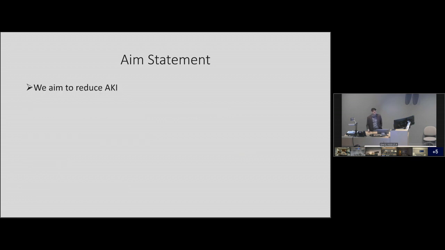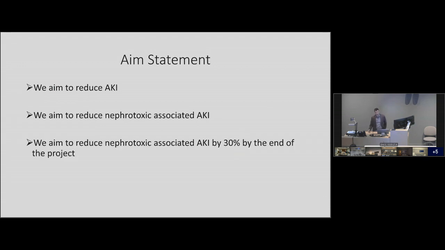So if you look at the nephrotoxic AKI project, we aim to reduce AKI, okay, not great. You can make it a little bit more specific. We aim to reduce nephrotoxic associated AKI, a little better. And then this was actually the aim in their manuscript.